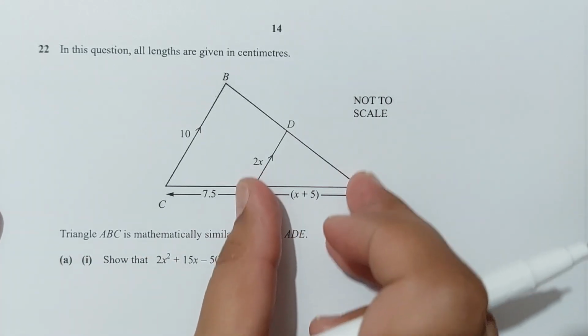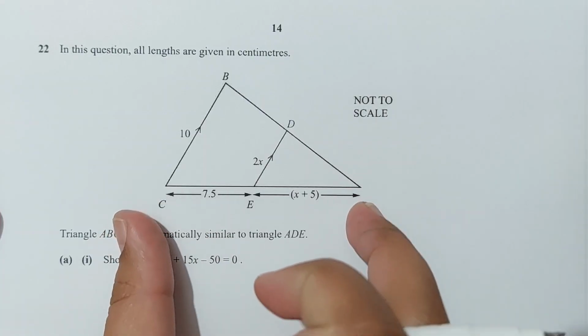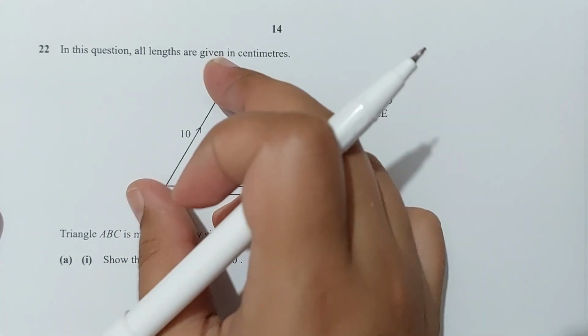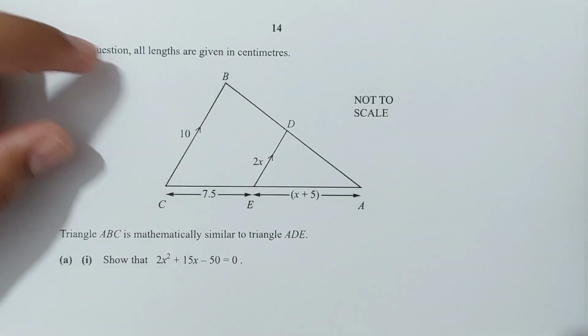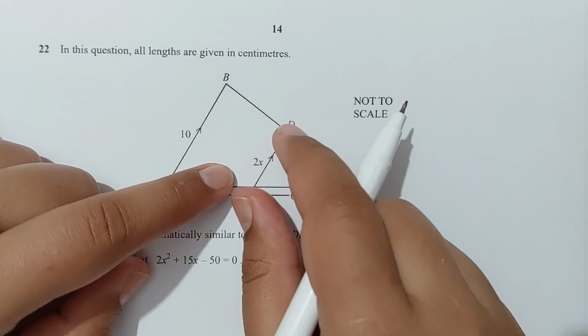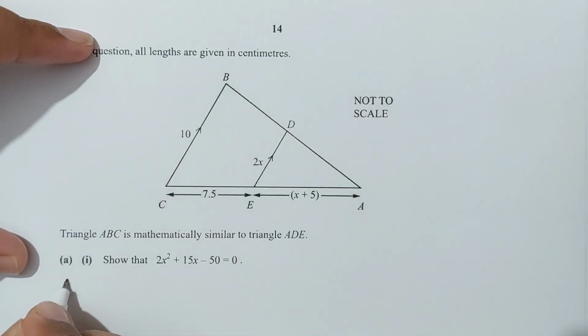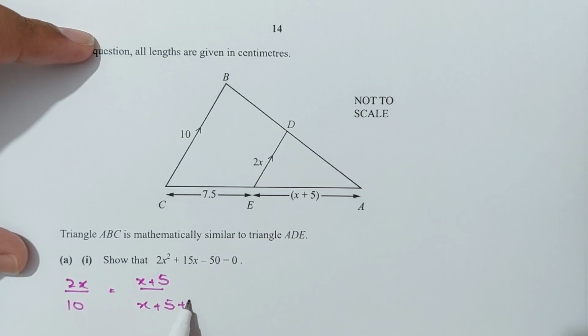So the ratio of this side for the smaller one and the bigger one, and the ratio of this side and this side is the same. So let's work on it. For the smaller one, the ratio of this side over this side, 2x over 10, is equal to x plus 5 over x plus 5 plus 7.5. Okay, 5 plus 7 is 12, so this is 12.5.